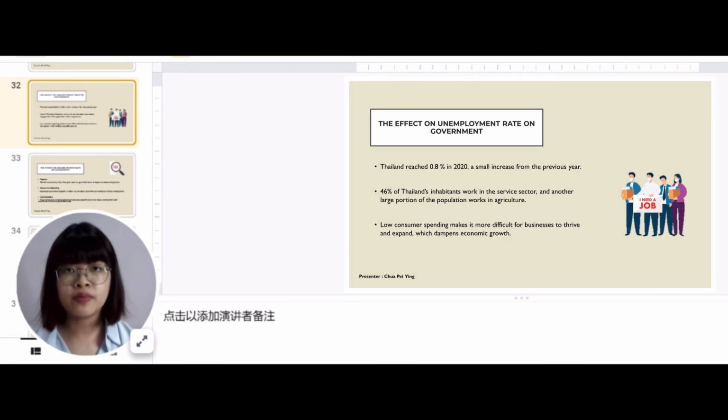When the unemployment rate is high, fewer people are paying taxes to the government. At the same time, unemployment means there are fewer people with disposable income to spend on goods and services. Low consumer spending makes it more difficult for businesses to thrive and expand, which dampens economic growth.